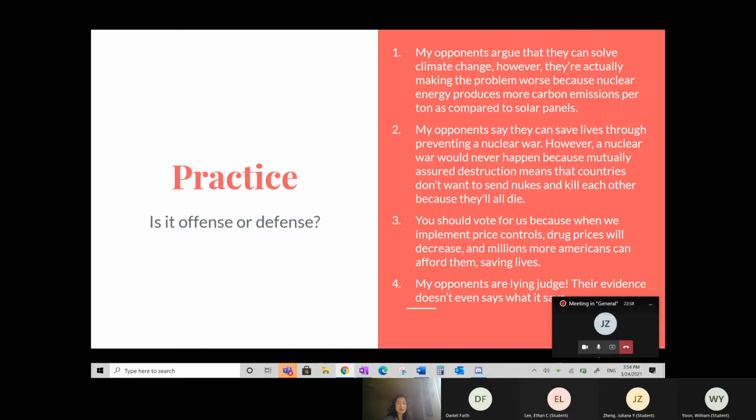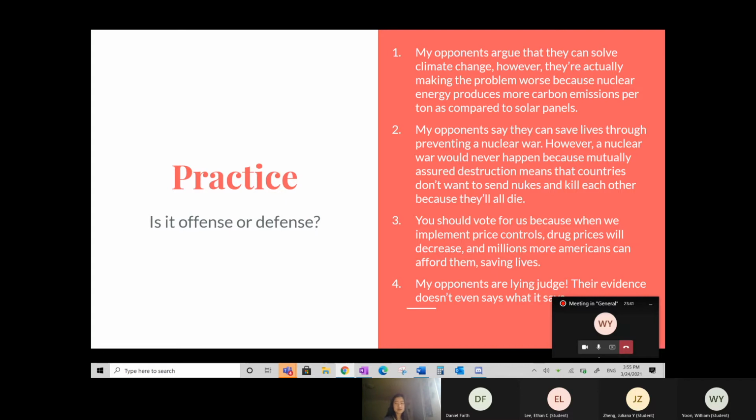A tiebreaker, maybe? Okay, so as we talked about before, what consists of offense? Turns on their case and your contention. Defense is reasons why their argument is not true. So right here it says, my opponents argue they can solve climate change, but they actually make it worse, right? That's the key word. They're making it worse. So that's a reason to vote against your opponents, because it's basically a turn on their case, right? If they say they can save lives, but they actually kill more people, that's a reason not to vote for them.